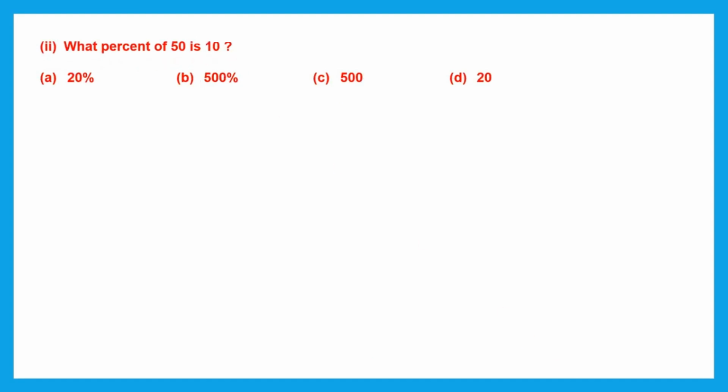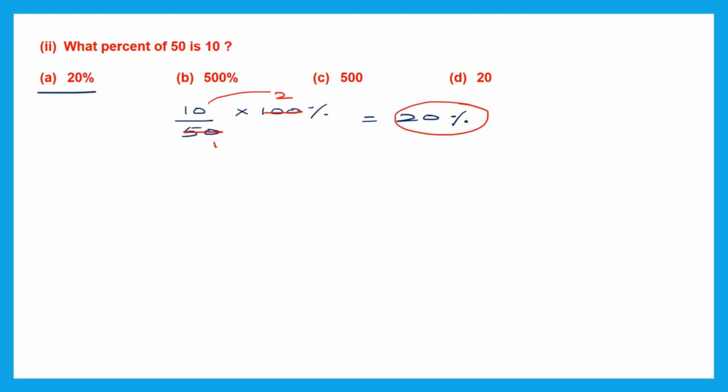Question 2. What percent of 50 is 10? So the direct way of doing this is to find the required percent. We say 10 divided by 50 into 100%. This is a direct method of finding the percentage. So here we can cancel 50 and 100. 5 1s are 50 and 50 into 2 is 100. Now just multiply 10 into 2. 10 2s are 20 and that is 20%. So answer here is 20% and that is option A. Option A, 20%. This is our answer.